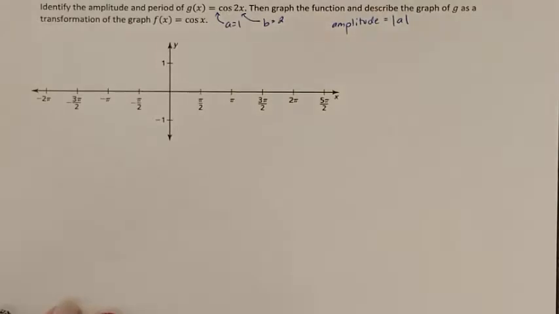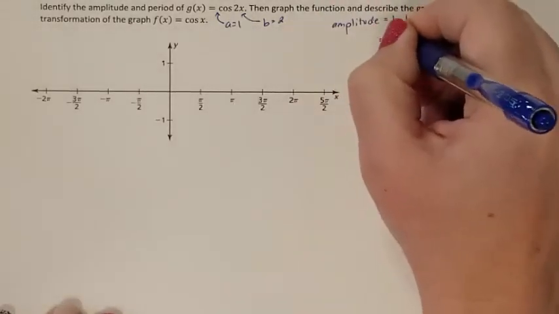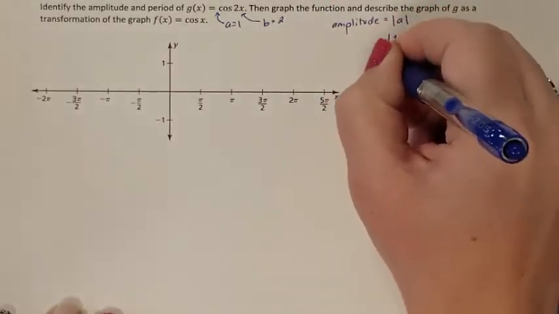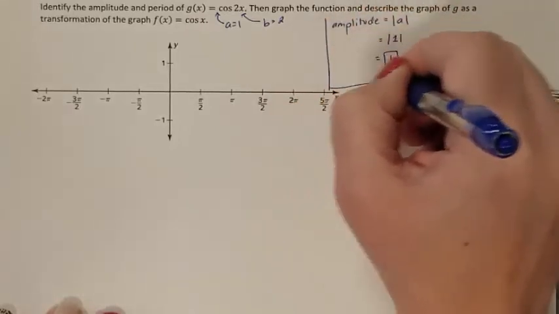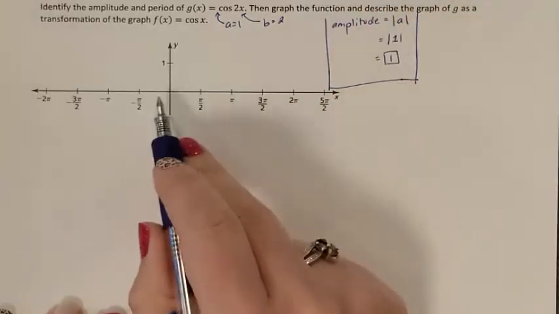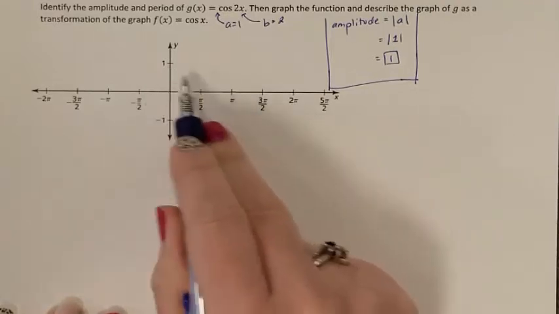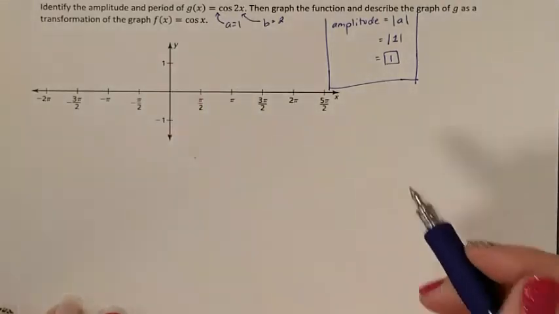Amplitude is the absolute value of a. a is 1, so I'm taking the absolute value of 1, which is 1. So that means from my midline I need to be able to go at least 1 high, so I am making sure my y-axis is scaled appropriately.